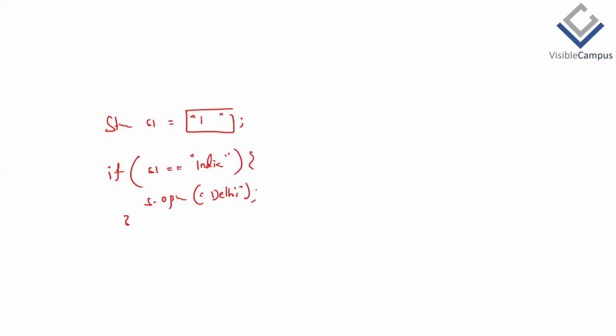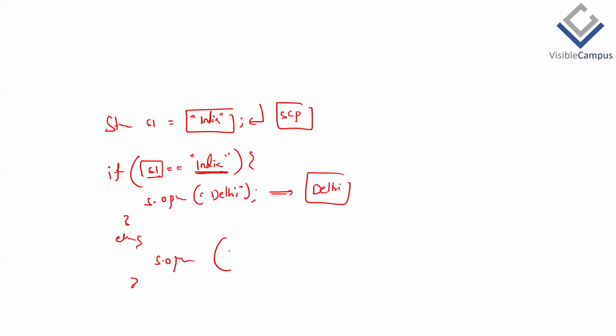If I give the value here itself, where will this be stored? SCP, correct or not? And this is also one more value. Where will this be stored? SCP only, and it's already there. Therefore, the address of this one and the address of this one, are they the same or different? Same. That's why this is going to give a proper output, Delhi only. Correct or not? In some else block, I'll say print invalid.